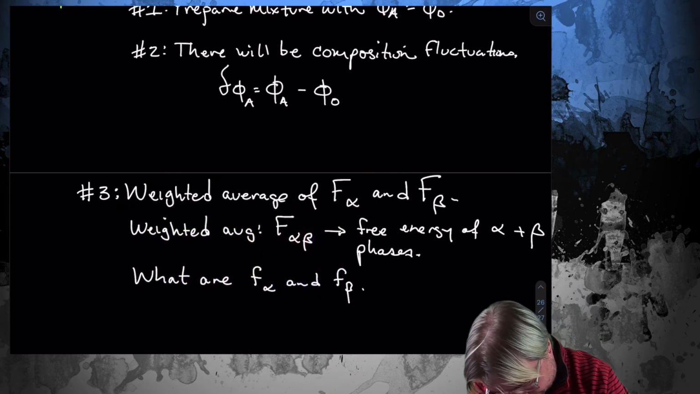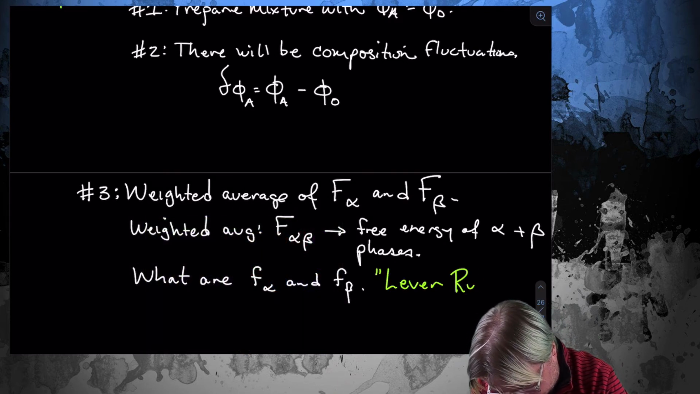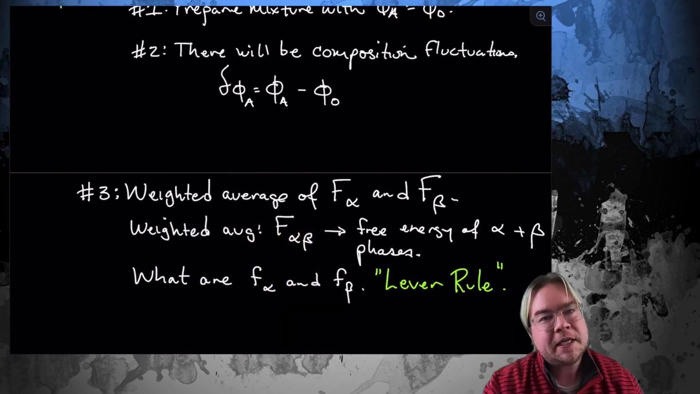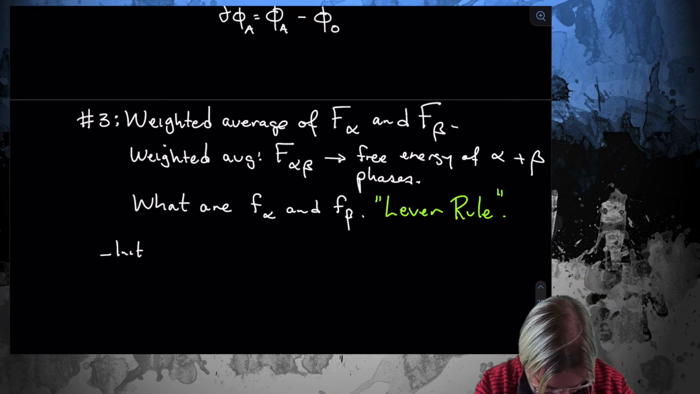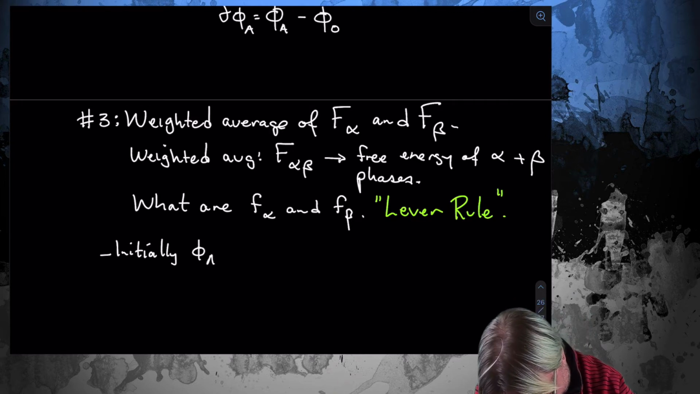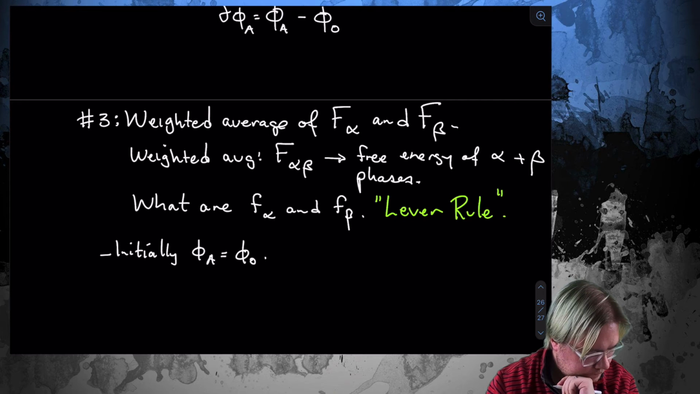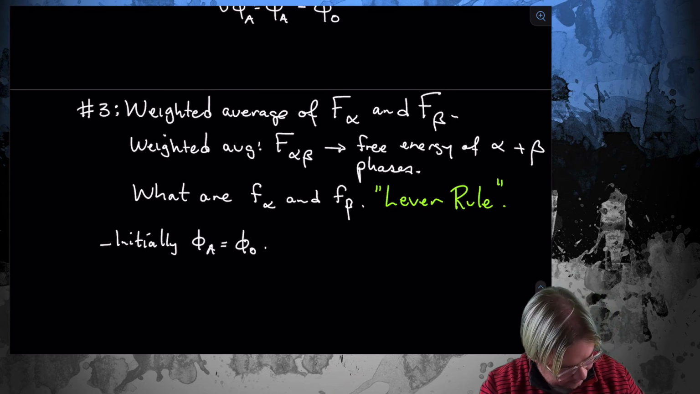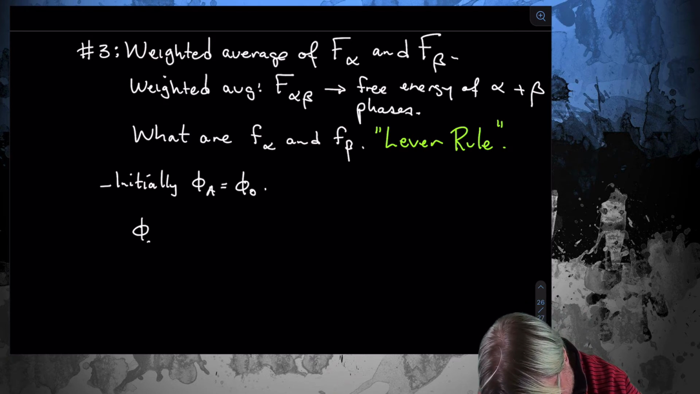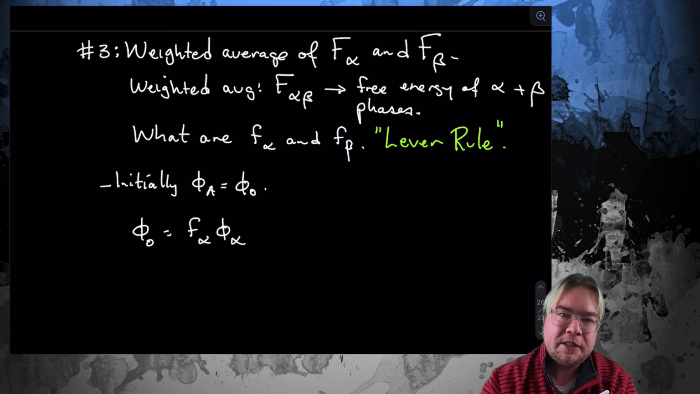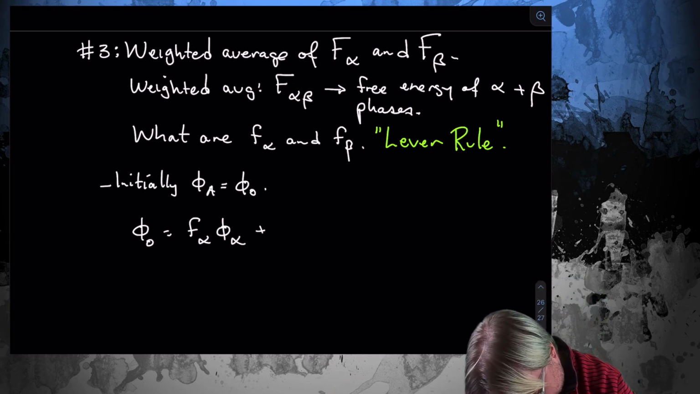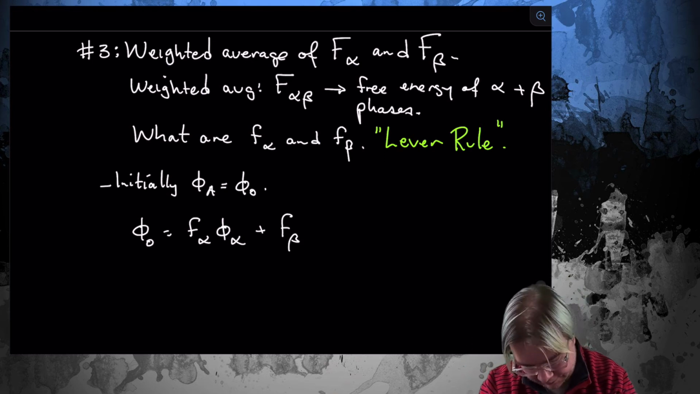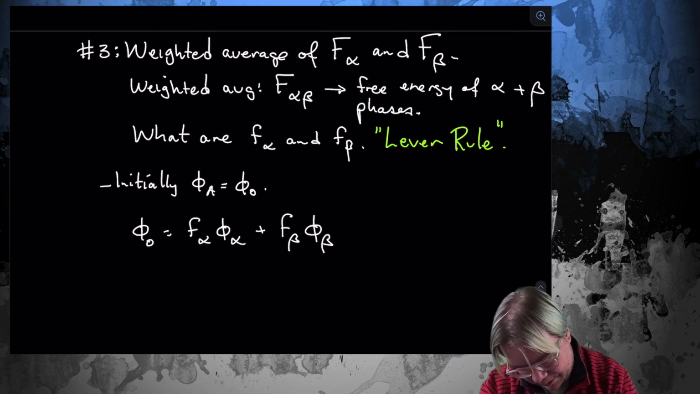So this approach that we're going to take here is called the lever rule. And it goes something like this. Initially, I've got a volume fraction of A. So initially, phi A is equal to phi 0. And that's all there is. But now if there's two phases, then phi 0 is going to be the amount that I have of the alpha phase. So f alpha, the fraction of the alpha phase that I have, times the volume fraction of phi A, and then plus f beta, the fraction of the system that's in the beta phase, times the volume fraction of A in the beta phase.